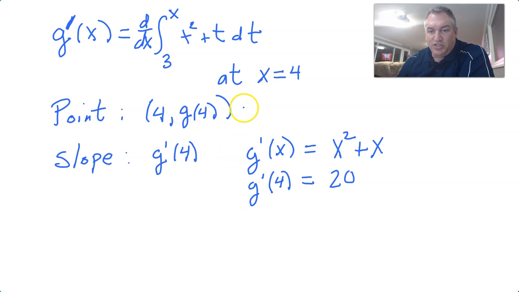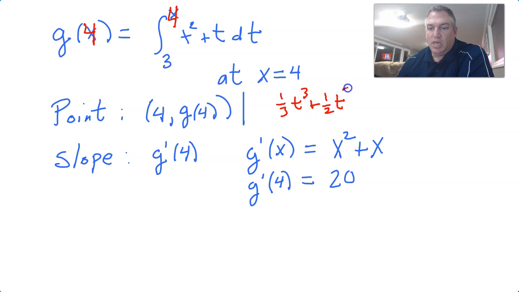Now, not too difficult, but now we're going to find g of 4. Let's go back and recall that this was not a derivative. We'll take this out here. And so to find g of 4, all we're doing is putting the number 4, which means we're also putting a 4 here as an upper limit. So we need to anti-derive t squared plus t. So t squared plus t becomes 1/3 t cubed plus 1/2 t squared. And we're going to evaluate this from 3 to 4.